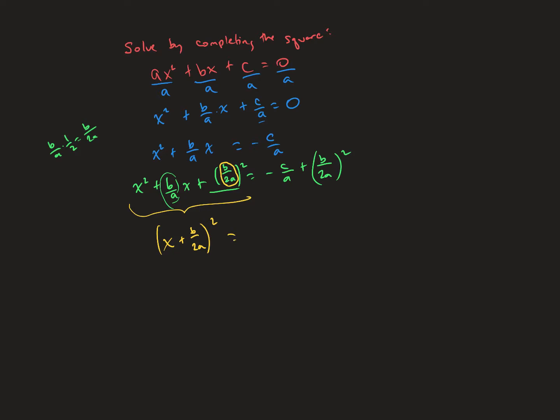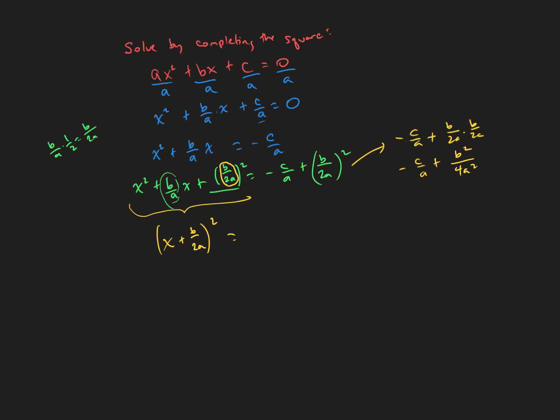Over on this side, I'm going to take this and I'm going to do some simplification. So first of all, when you square a fraction, that's like multiplying it by itself. So fractions multiply by doing top times top and bottom times bottom. So that would be b squared over 4a squared. And now I have two fractions that I'd like to add together.